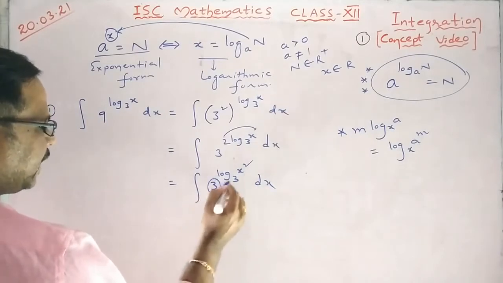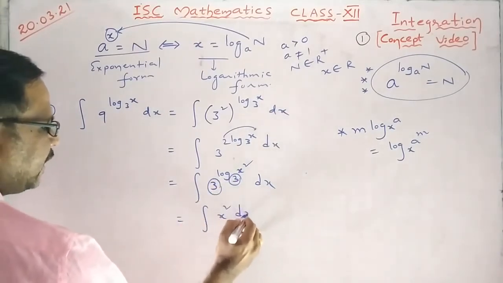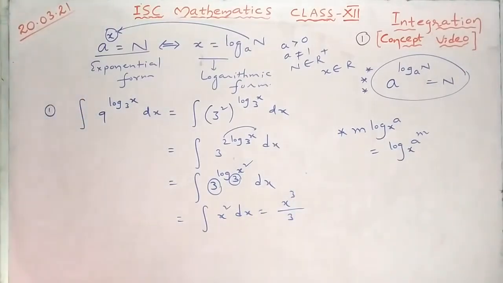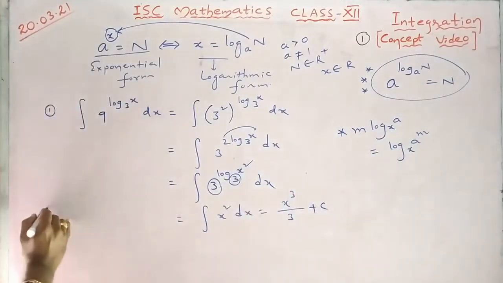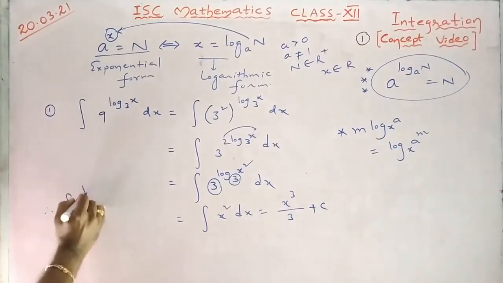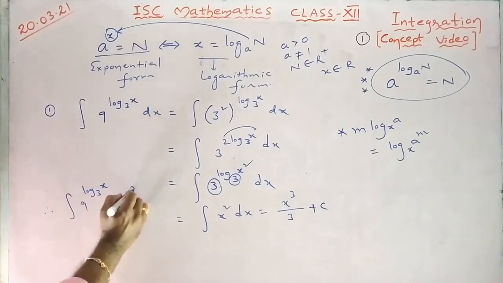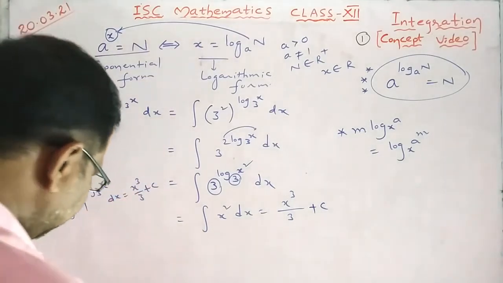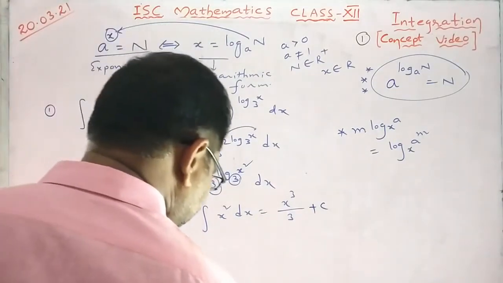Now you observe here clearly this 3 is the same. So I can write x square dx. X square integration is x power n plus 1 by n plus 1. So x power 2 plus 1, 3 by 3, plus c. So therefore integral 9 to the power log x to the base 3 dx equal to x cube by 3 plus c. That is the final answer. Okay.